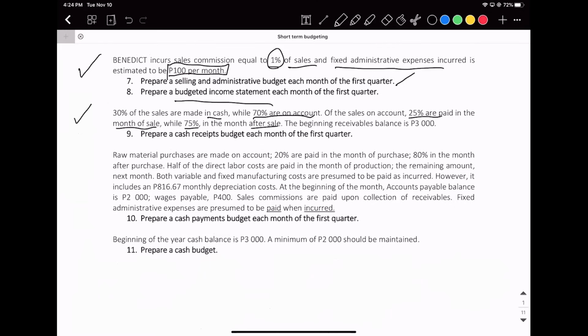So, magkaiba. So, again, this 30%, of course, it will be received in the month of sale. Then, from the 70% na on account, yung credit sales, 25% lang yung ma-receive on the same month. Okay? Pero yung isa, yung 75% of the 70%, huwag malito, ha? Okay, that is in the following month. Okay, so the beginning receivable balance is 3,000 pesos. Definitely, this 3,000 will be received kailan? In the month of January. Ayan. So prepare cash receipts budget each month of the first quarter.